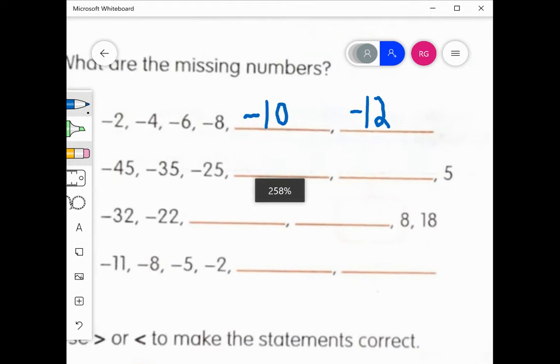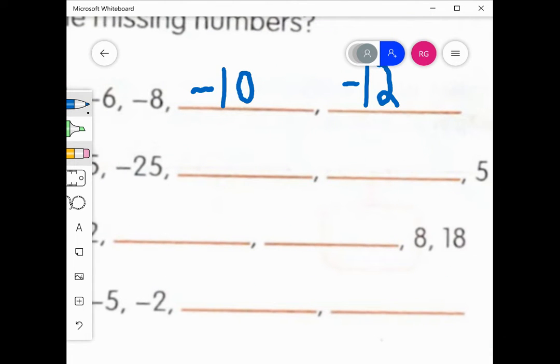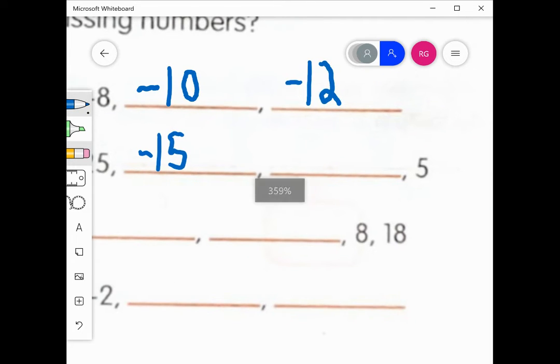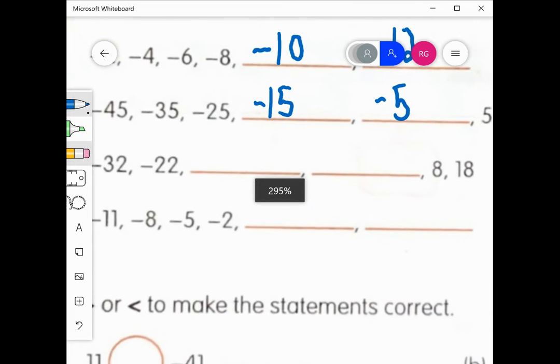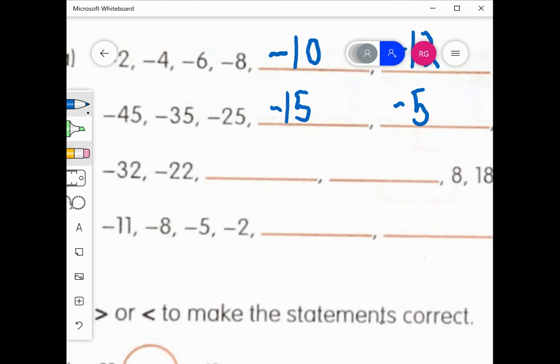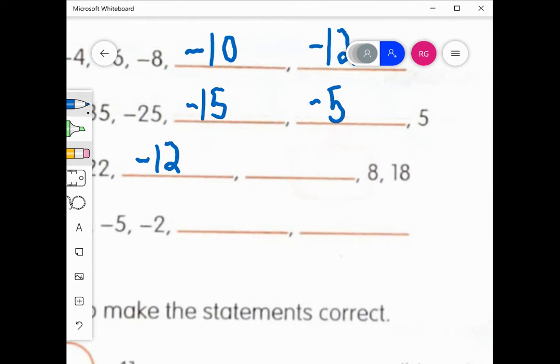So here it looks like we're adding 10 each time. So let's take this and make this -15, and -15 plus 10 should be -5. All right, and moving on to C. It says -32, -22. What's next? We should say -12. And then the next one should be -2. Okay, so we got those, and that makes sense because -2 plus 10 is going to equal 8.